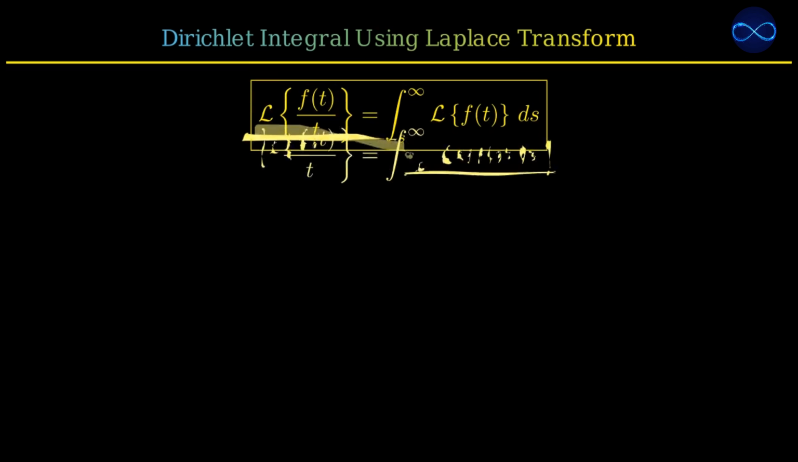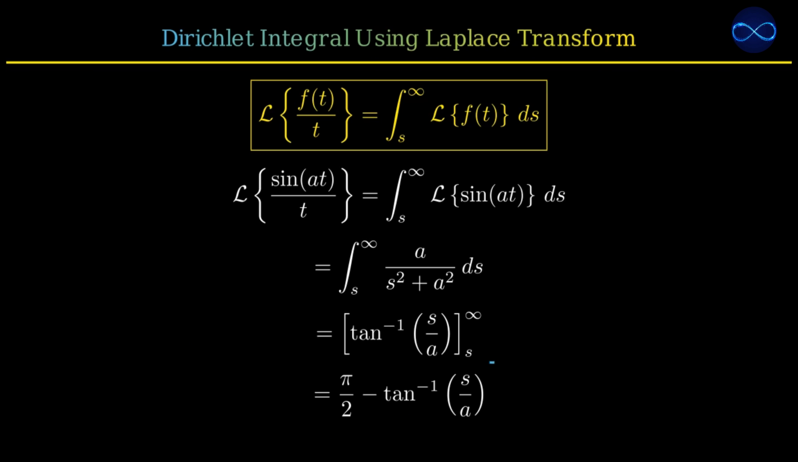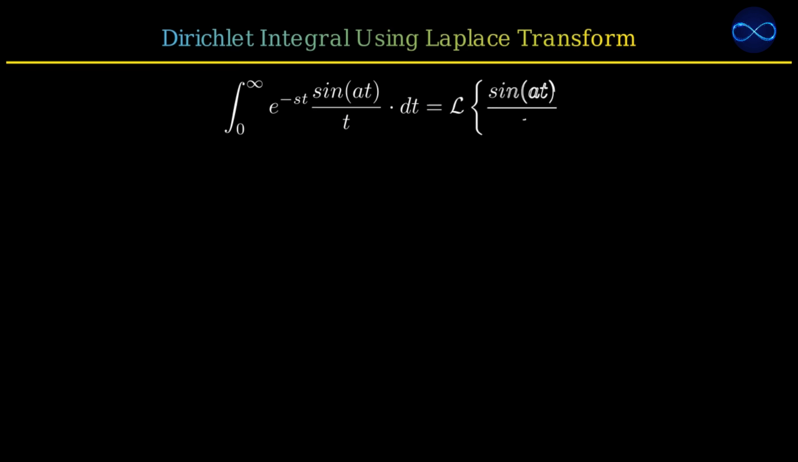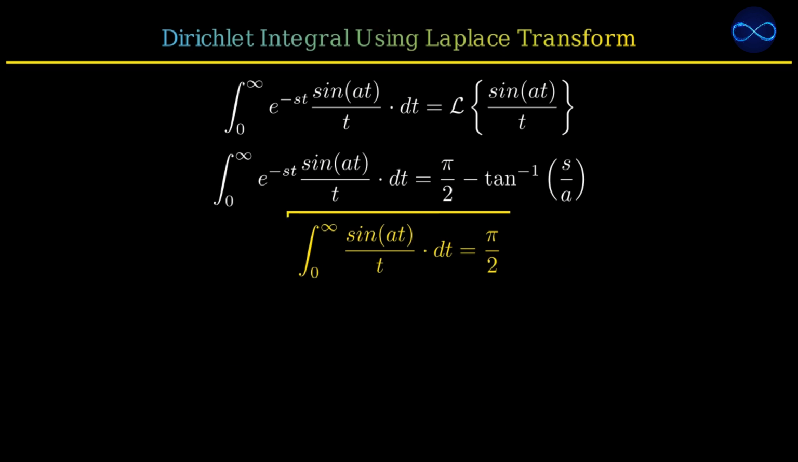Now let's apply this property for f(t) equal to sin(at) and put the Laplace transform of sin(at). Solve this integral and apply the limits. We got this π/2 minus tan inverse (s/a). Now we can substitute this value to solve this integral. And for s equal to 0 we got our expression for the Dirichlet integral, which is equal to π/2.